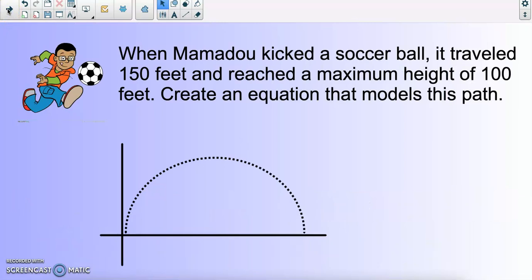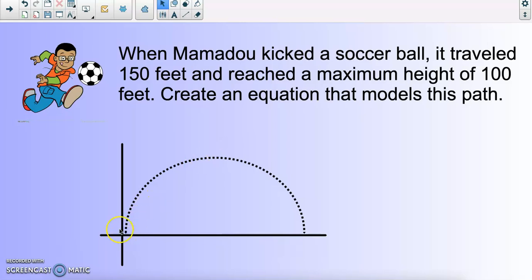So having seen the rabbit problem, here's one that I'd like you to try on your own. We have a soccer ball being kicked right off the ground. It travels 150 feet, and it reaches a maximum height of 100 feet. See if you can come up with an equation that models this path.